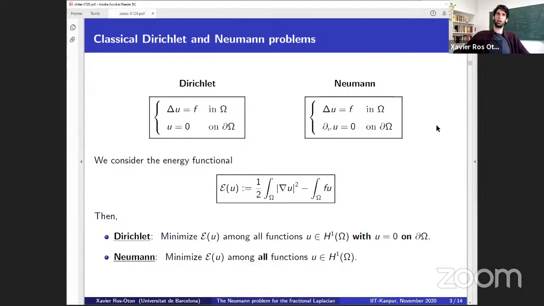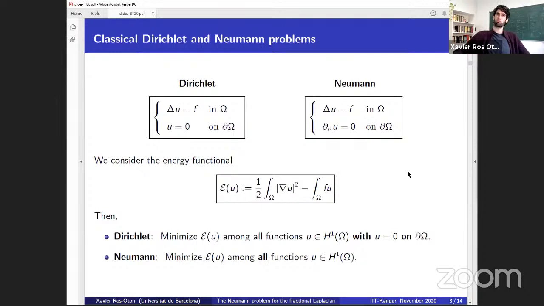Okay, now what happens for the fractional Laplacian? In case of the fractional Laplacian, we have something very similar. We have a Dirichlet problem that has been widely studied and is probably most well known. Let me introduce what the Dirichlet problem is and what the energy functional associated to it is. And then we will see what a natural Neumann problem for the fractional Laplacian is.